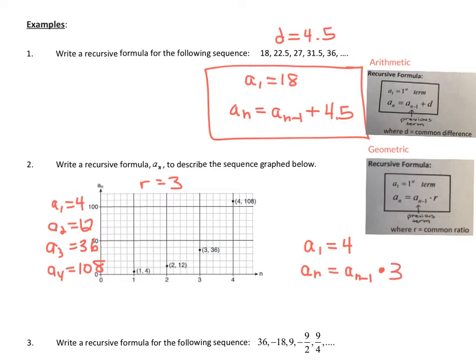Now, me personally, I'm going to erase this. Instead of writing a sub n minus 1 times 3, I like to rewrite that. I always like to put the number first. So I'm going to rewrite that as 3 times, and you don't have to put the times symbol. It's kind of like 3x. You don't have to put 3 times x, you could just write 3x. So 3 times a sub n minus 1. And that's my recursive rule for this example.